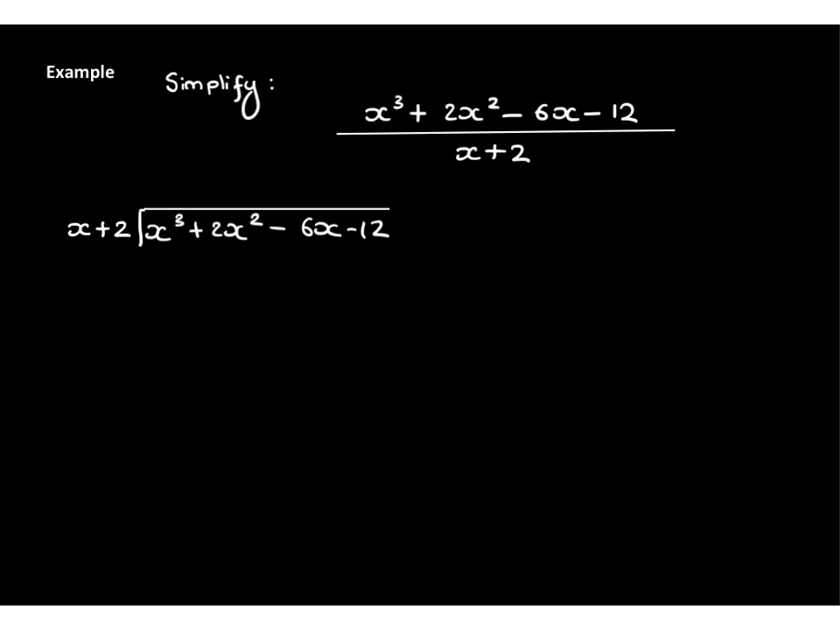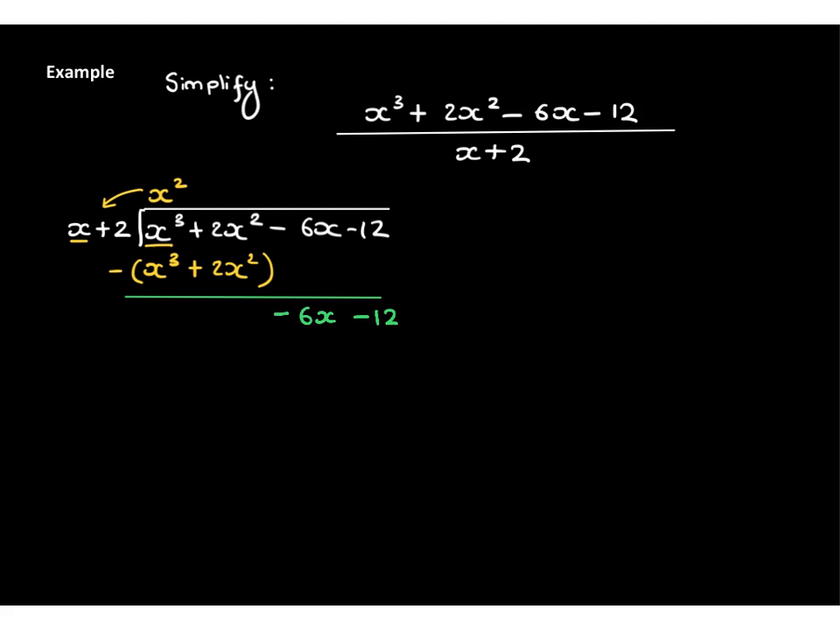I'm going to start off by considering x and x cubed. Now, what do we multiply x by to create x cubed? We multiply it by x squared. So x squared, if we multiply back, gives us x cubed plus 2x squared. So subtract, and let's draw a line in like this. Doing our subtraction, both of the first terms cancel out, leaving us with minus 6x minus 12.